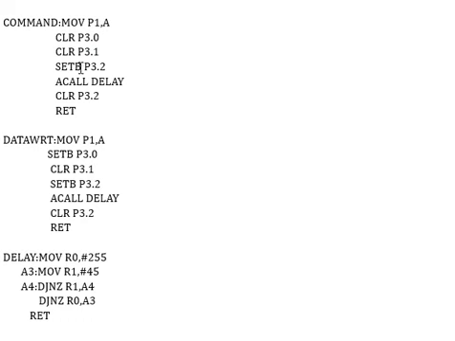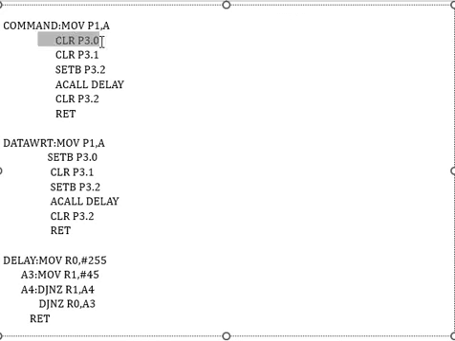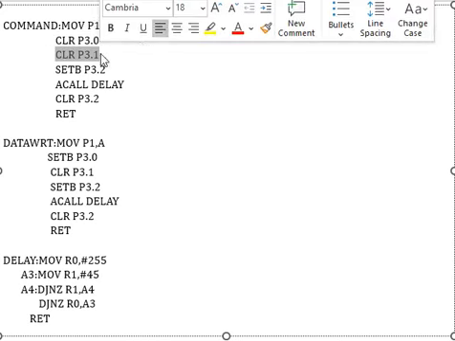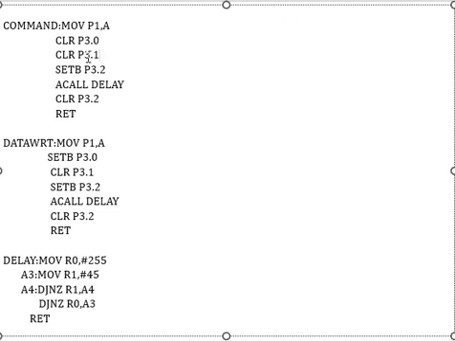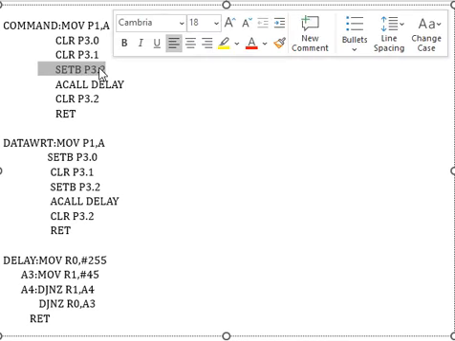So if you check out over here, clr p3.0 we have done, clr p3.1 is done over here, so that the RS value will be 0 and RW must also be 0, because we are interested to write to the LCD. After this, to enable the LCD, we have to send a high to low pulse. How to send a high to low pulse? First of all, we have to set the p3.2 pin.